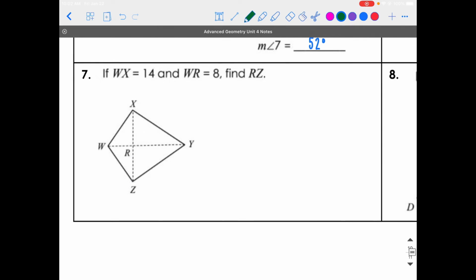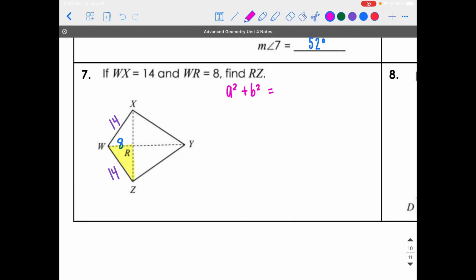All right, number 7, WX is 14, which means WZ is 14, and WR is 8. We want to find RZ. We're going to have to do Pythagorean theorem.